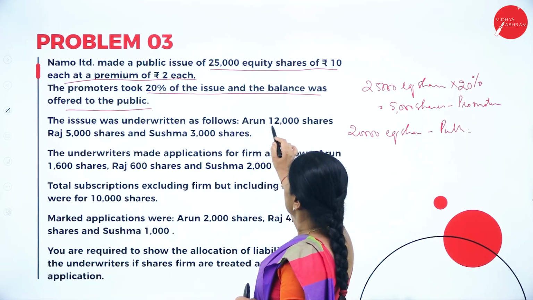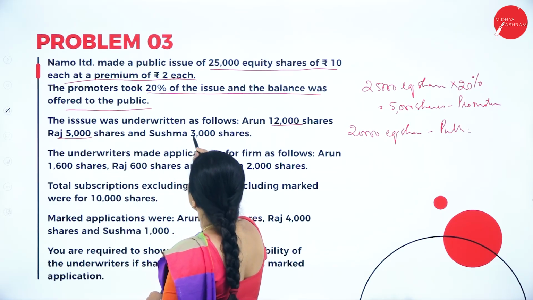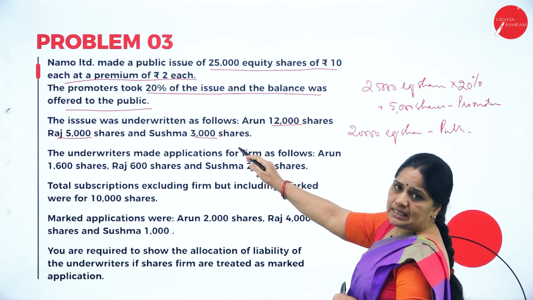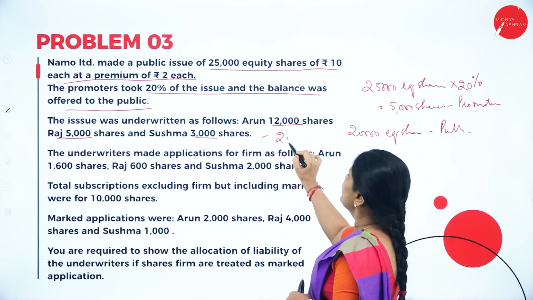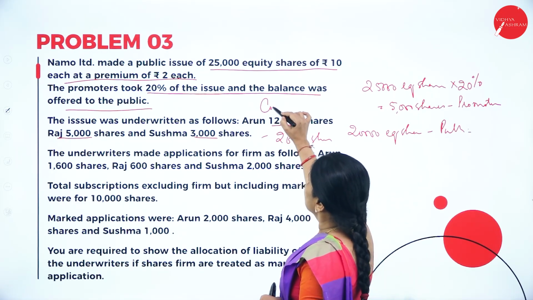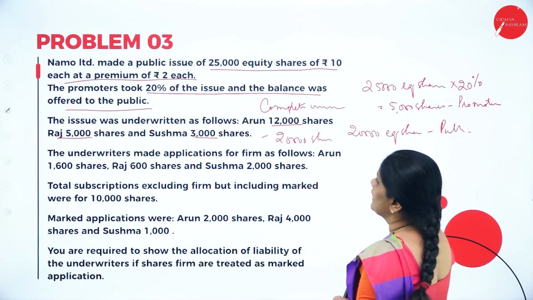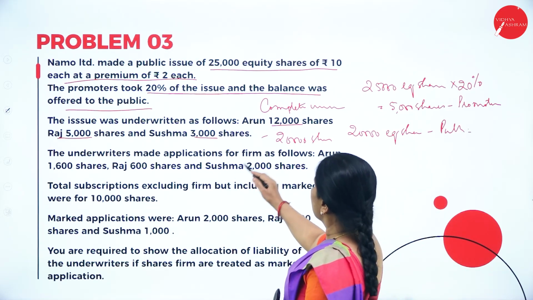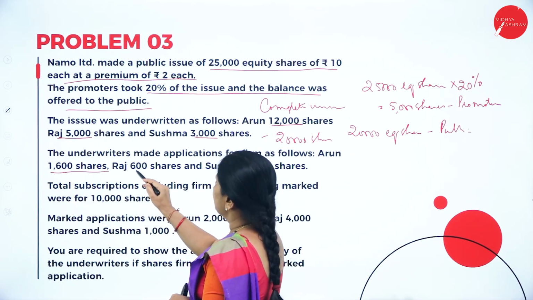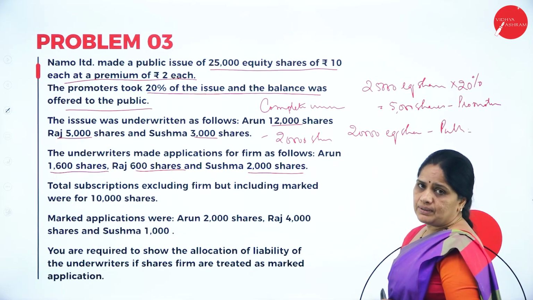The issue was underwritten as follows: Arun 12,000, then Raj 5,000, Sushma 3,000. So 12 plus 5, 17 plus 3, 20. So the entire 20,000 shares have been underwritten. This we call complete underwriting. Then the underwriters made applications for firm as follows: Arun 1,600, Raj 600 and Sushma 2,000. So this is firm underwriting.